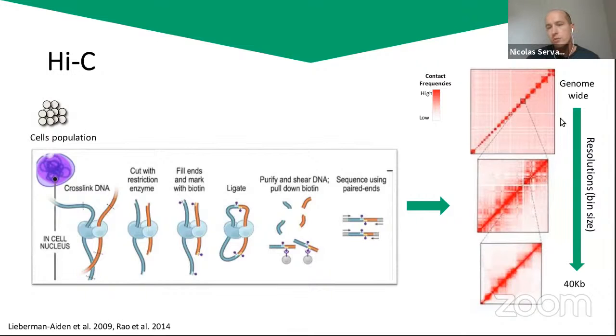Here you have the genome-wide map, where each square is a chromosome. You can zoom in up to a given resolution. And of course, the higher the resolution, the higher the sequencing depth should be, up to almost 1 billion reads per sample.